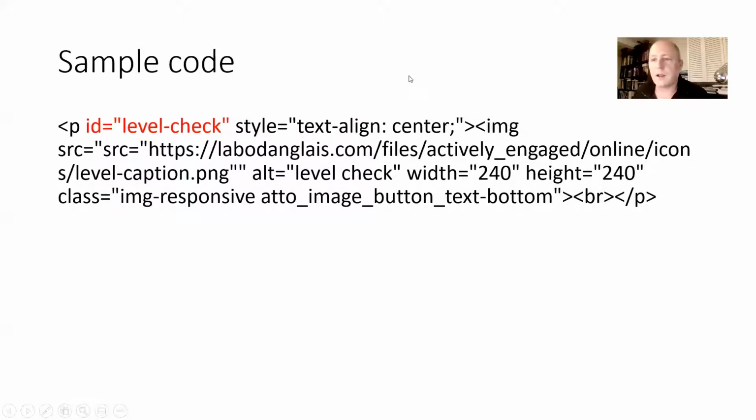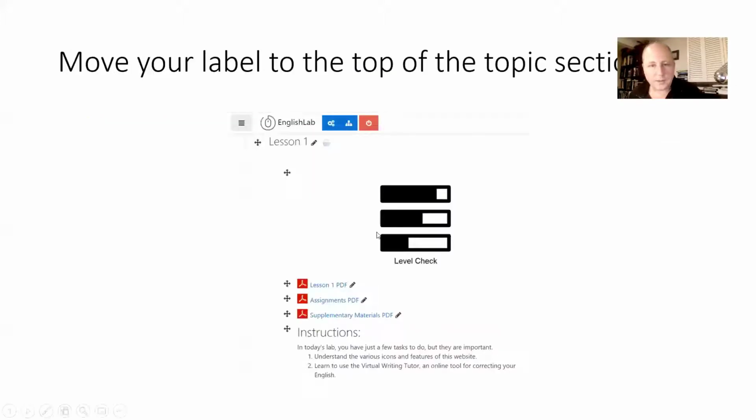You'll see this all, but it's important to understand this concept. The ID tells the browser where to go. So this element here is called level check. Could be feminism, could be abortion, could be whatever. When they click on the icon, it's going to go down to the section in the course that has the level check. I'm going to show you how that works later.